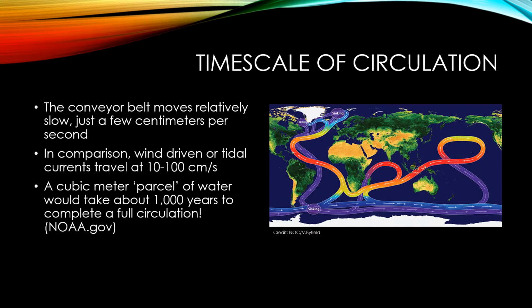The water within the global conveyor belt moves relatively slowly, often just a few centimeters per second. For reference, wind and tidal currents generally travel around 10 to 100 centimeters per second. It's estimated that a parcel of water would take about 1,000 years to complete a full circulation through the conveyor belt.